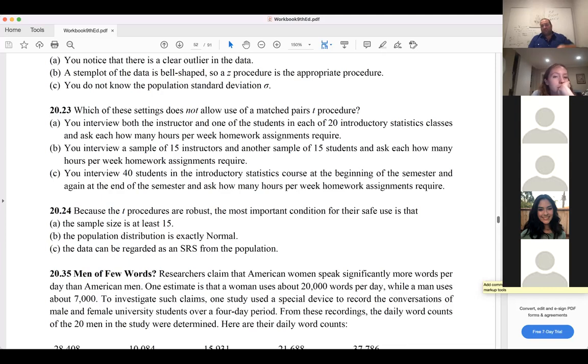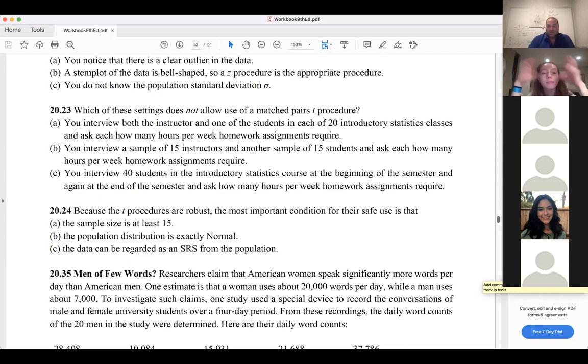Whereas in the second one, it's just 15 instructors and 15 students, and they've got nothing to do with each other. They're not matched in any way. It's just 15 of these and 15 of those. So for matched pairs, if you can match them up, it's a matched pair t-test. But if they're not matched, even if it's the same size sample, that doesn't make a difference. If you can't match them up, then it's not a matched pair.